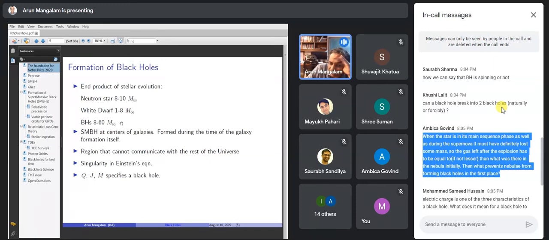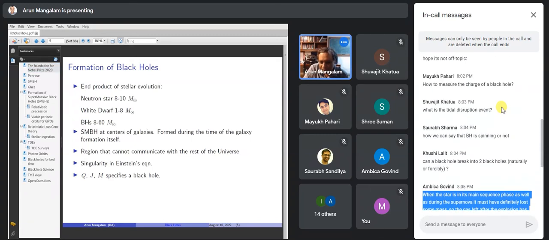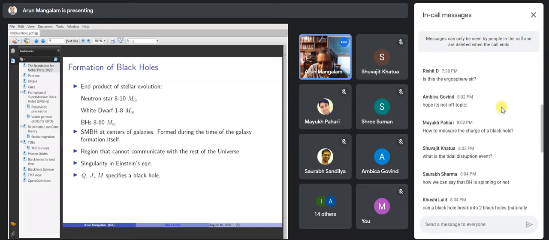And similarly for black holes, once the black hole is formed, a majority of the mass is lost in the supernova. Okay, let's go back now. Mayuk, how do you? I've answered that.